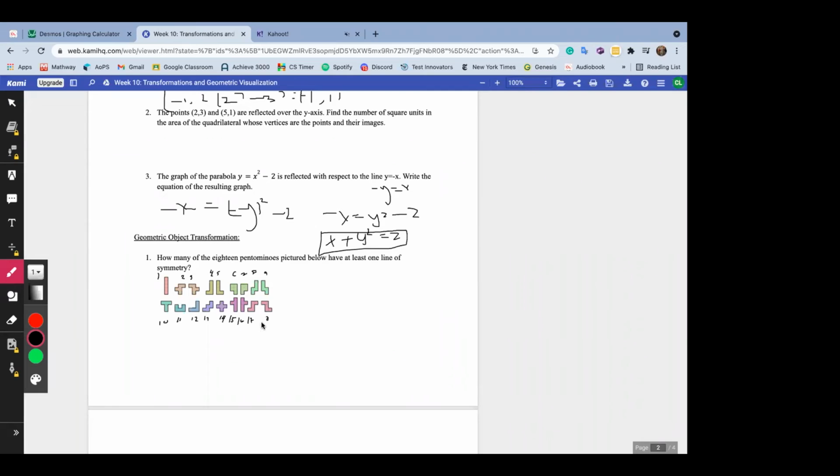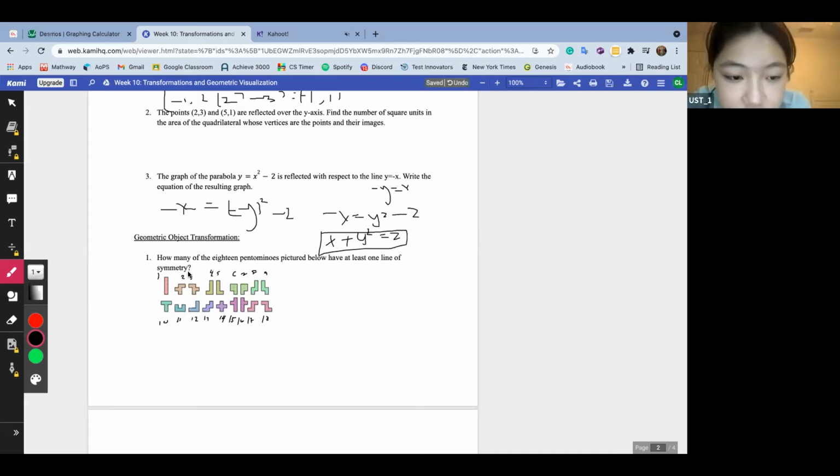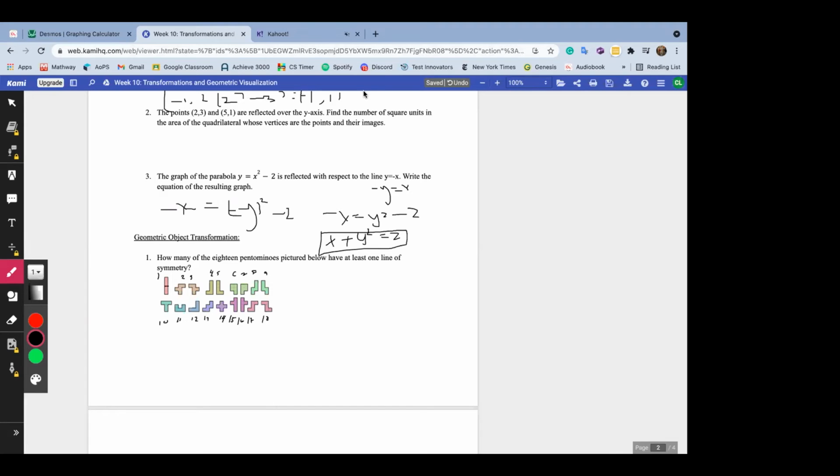Wait, what do you mean by symmetry? Does it mean one figure has how many symmetries? I'm going to show one example. We can try the first one here. This one is actually a case, because you see it has a line of symmetry right here. If you flip the top onto this line, it will match with the bottom. So this one only has one symmetry?